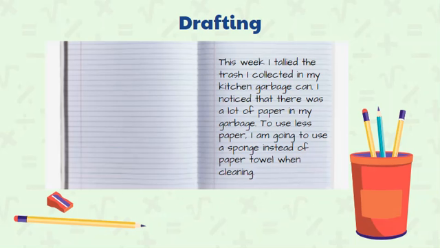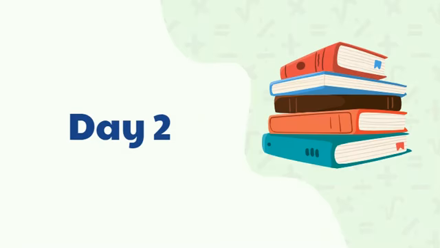This week, I tallied the trash I collected in my kitchen garbage can. I noticed there was a lot of paper in my garbage. To use less paper, I'm going to use a sponge instead of a paper towel when cleaning. Remember, students might have time to start this on day 1. If not, encourage them to draft their explanations before they return for day 2.